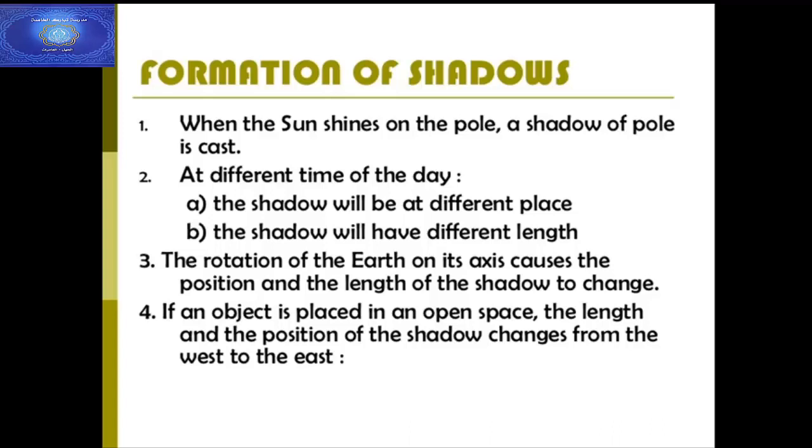Now, shadow formation. How does the shadow form? We said the shadow forms when the light is blocked by an opaque object. The shadow position changes throughout the day, and the shadow length is also different throughout the day. That is related to the sun's position, related to the earth's movement, the earth's rotation on its axis around itself.